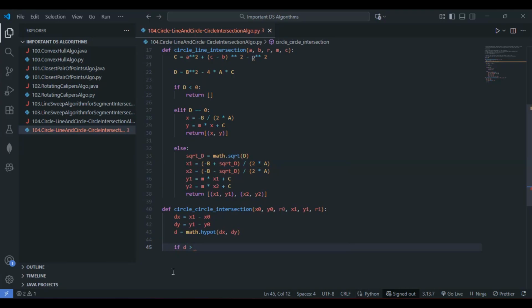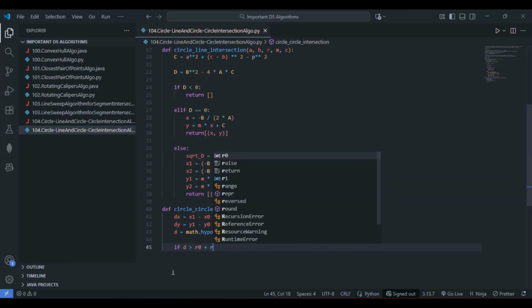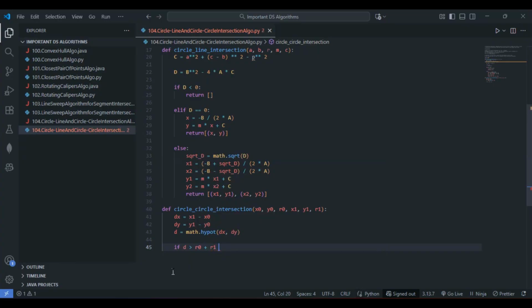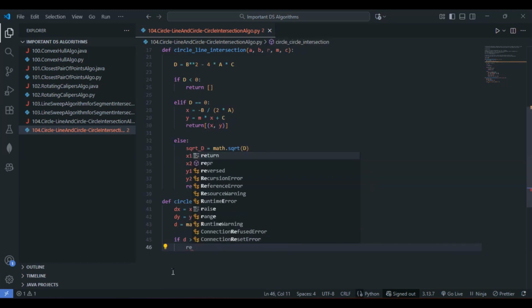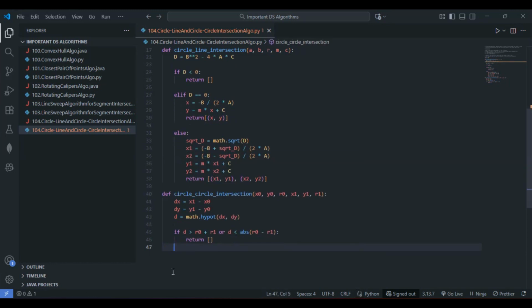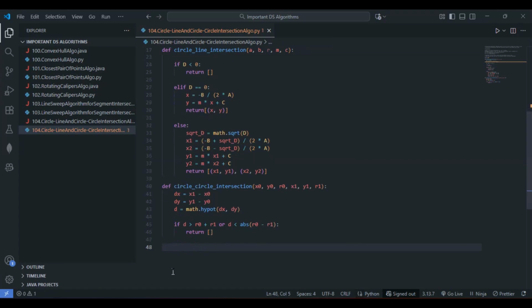D greater than r0 plus r1, I hope this works. Or let's go with when d is less than the absolute value of r0 minus r1, right? So this is fine. Yep. So no intersection, colon here. No intersection in the sense that we have to return the empty array, right? So this is fine. Now we are left with this one.